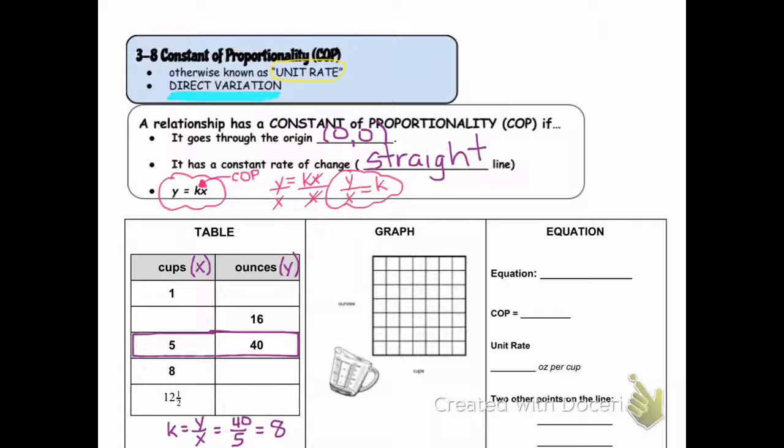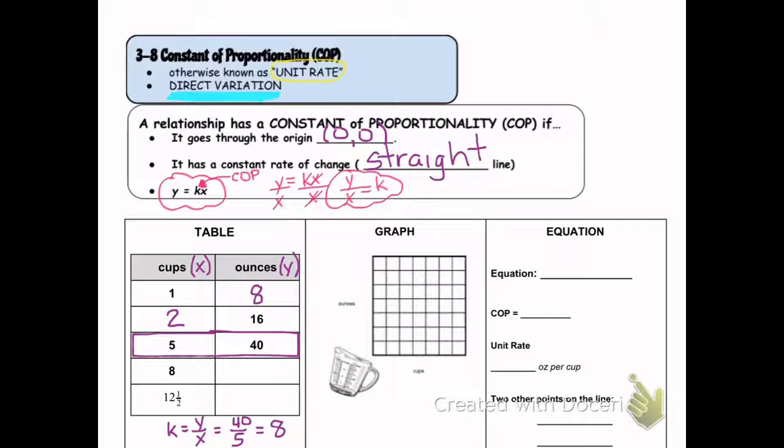So that's 8. And what that tells me is that to get my y values, I simply take my x values and multiply them by 8. So in the case of 1 cup, 1 times 8 is 8. So 1 cup would be 8 ounces. Now in the next row, I'm given the number of ounces instead of the number of cups, so I'll just do the reverse. I'll do 16 divided by 8, which is 2. So 2 cups is 16 ounces.